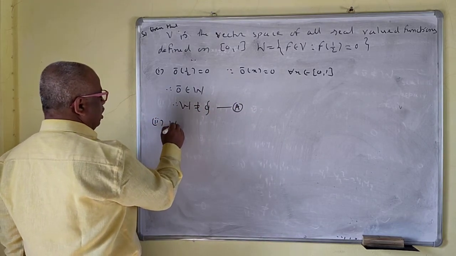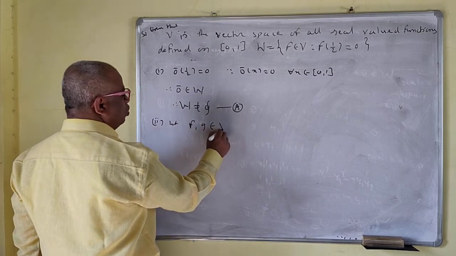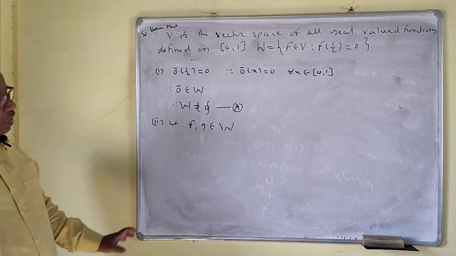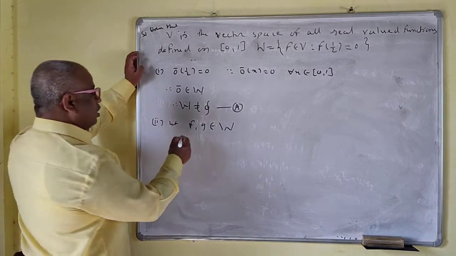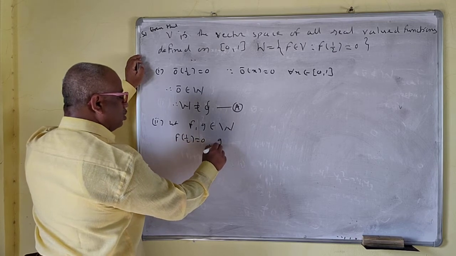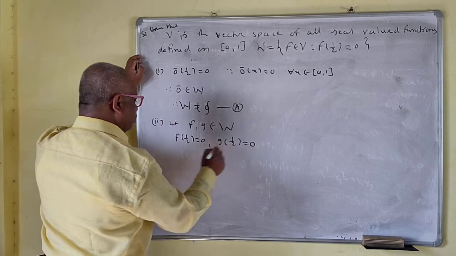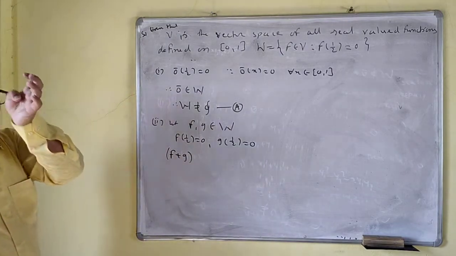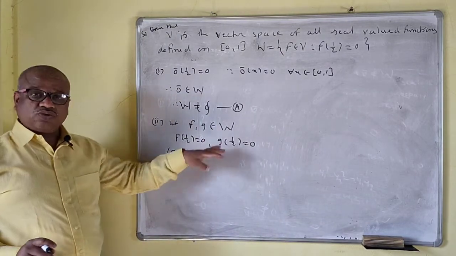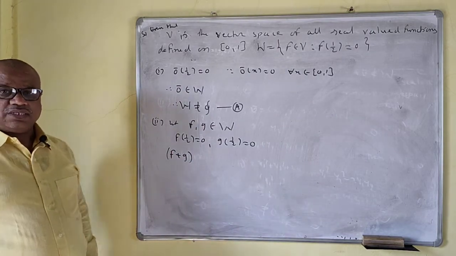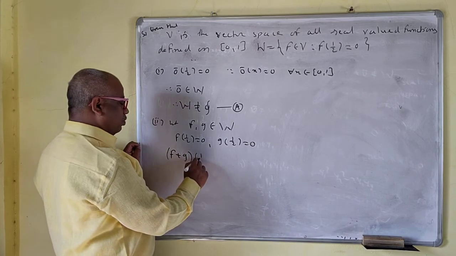Second, let F, G belong to W. We'll take two functions from W and prove that the sum belongs to W. F and G belonging to W means F of half is 0 and G of half is equal to 0. Now we want to prove that F plus G belongs to W. That means if F plus G applied on half is 0, then F plus G is in W. So we'll apply it on half now.